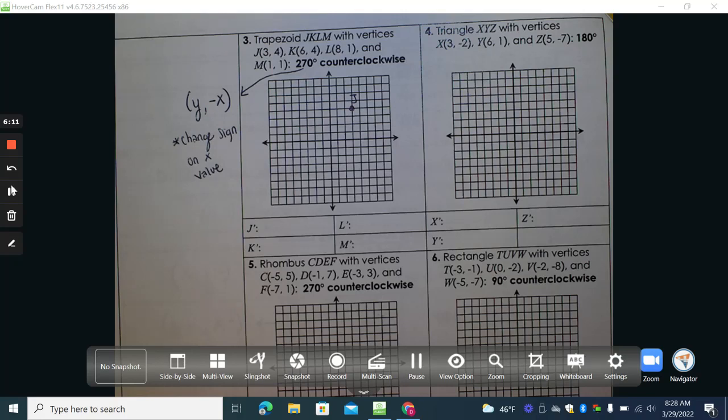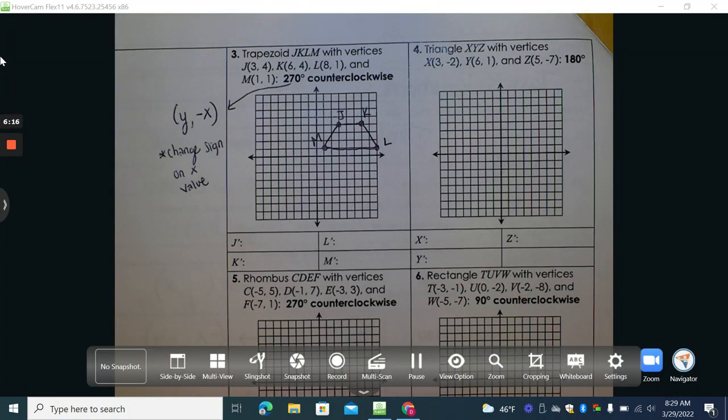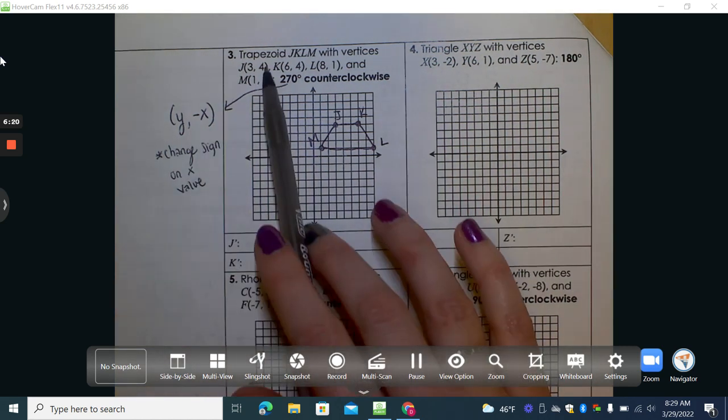K is at 6, 4. And it makes that nice little trapezoid there. Pause your screen, make sure you have all 4 of those graphed. And then let's go ahead and change our ordered pairs.